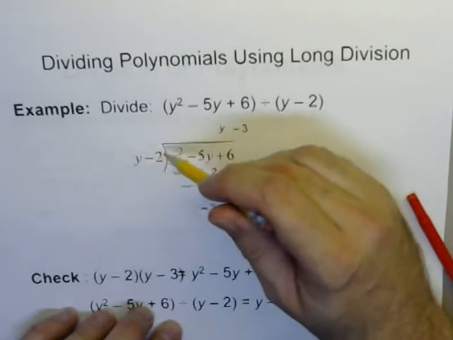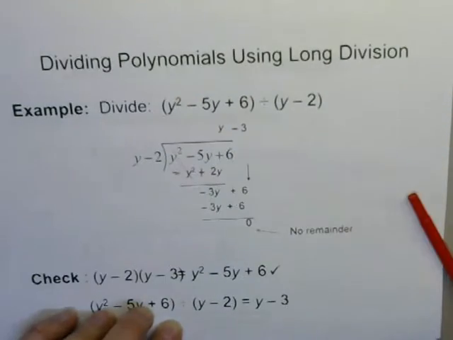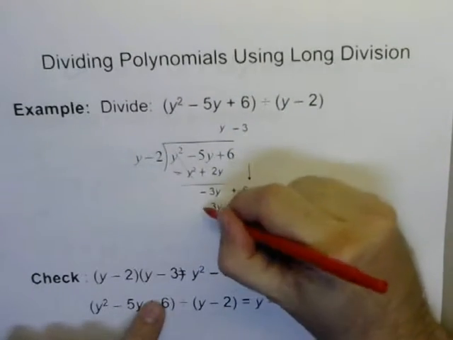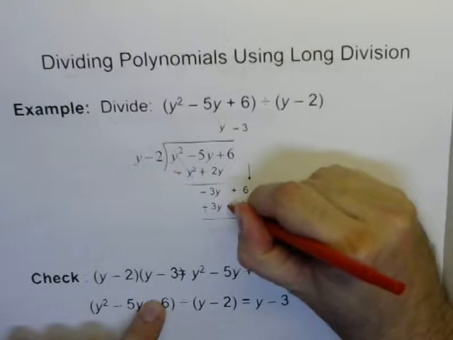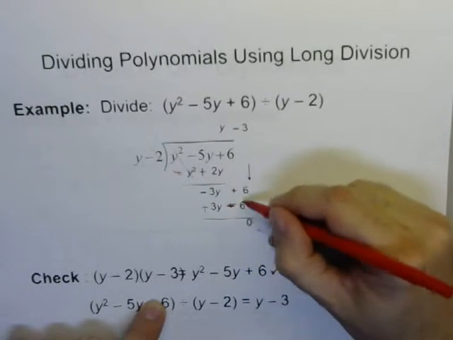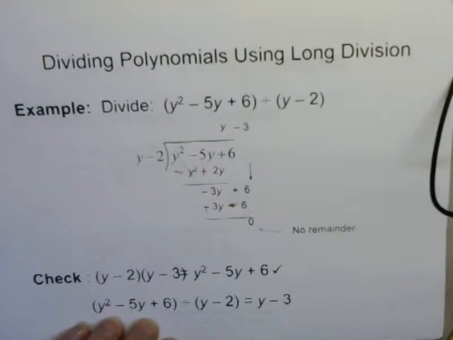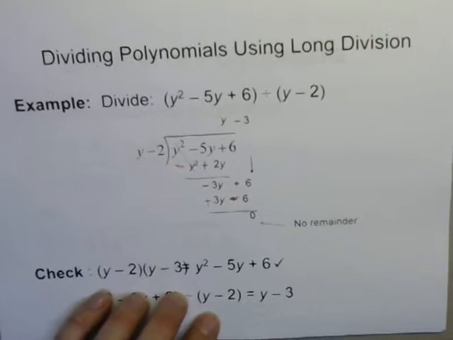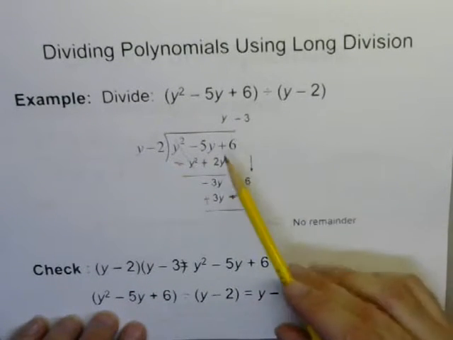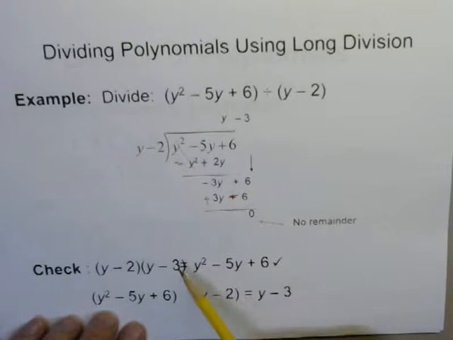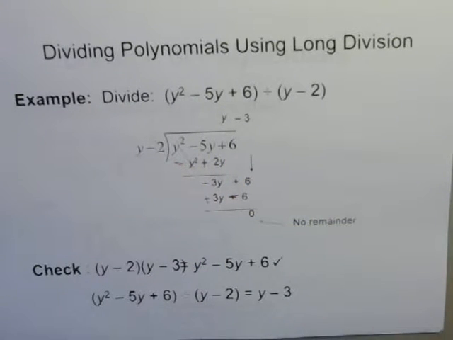So take negative 3 times each one of these. So that'll give you negative 3y plus 6. And then again, you need to subtract each one of these, so that'll change the sign there to a minus, plus, and there to a minus. Now, if you add in this case, you get a 0, so there is no remainder, right? So that means that in this case, if you take y minus 3 times y minus 2 plus 0, because there's no remainder, you should get what you got there.